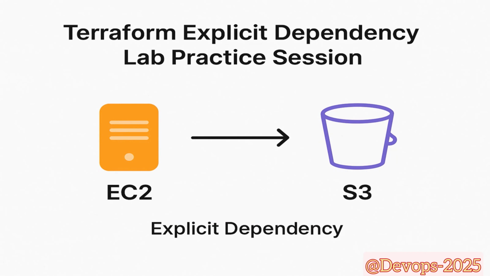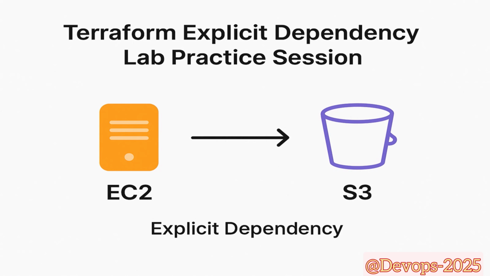Today we are going to see how explicit dependency works, and then we'll take one example, an EC2 instance and S3, to see how we can implement explicit dependency between them. Now this is the second type of dependency in Terraform, which is called explicit dependency.